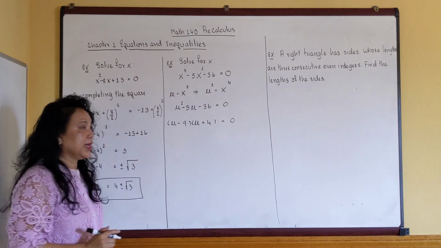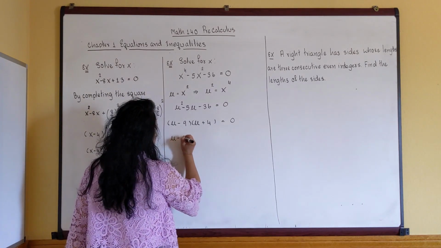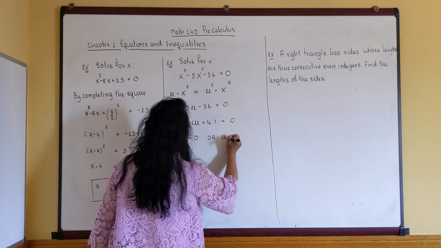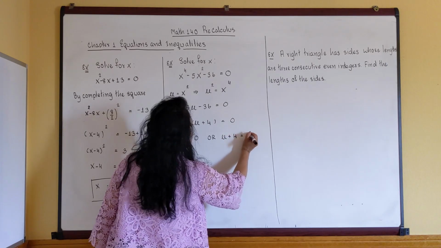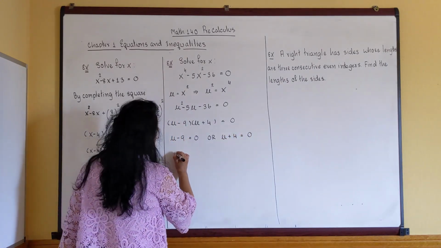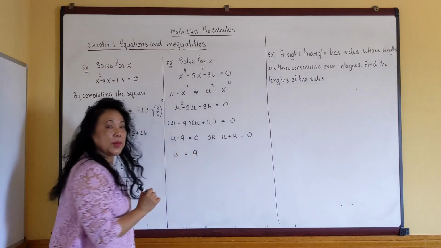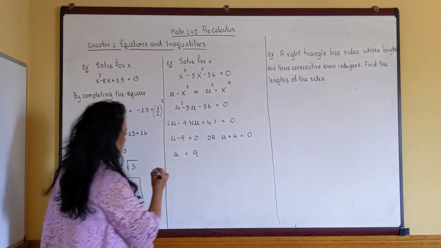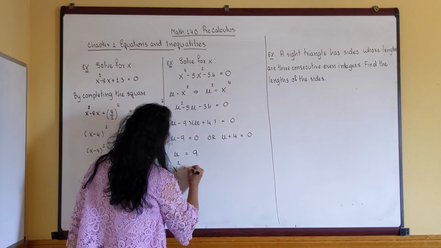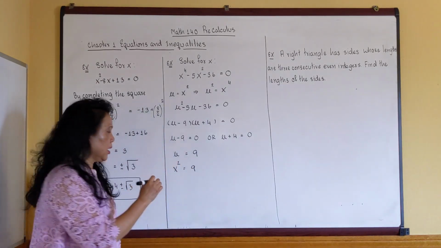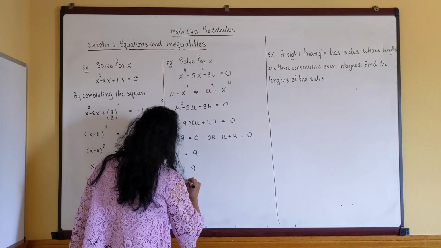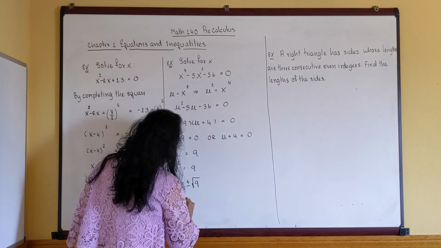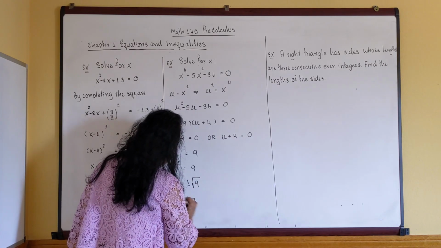u and u is u squared. Now u minus 9 equal to 0, or u plus 4 equal to 0. Then u would equal 9. But we're not solving for u, we're solving for x, but my u is x squared. So x squared would be 9. Take the root of both sides. So x is going to be plus or minus the square root of 9. x is going to be plus or minus 3.